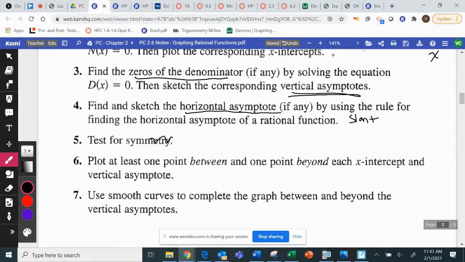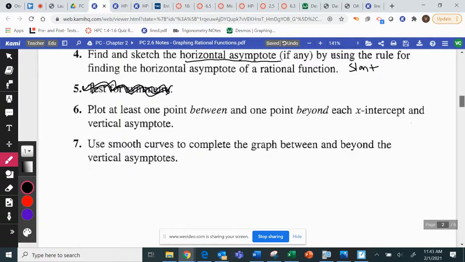We're not going to test for symmetry. I didn't teach that to you this year. We're going to plot at least 1 point between and 1 point beyond each x-intercept and vertical asymptote. And we're going to use smooth curves to complete the graph between and beyond the vertical asymptotes. So here's what we're going to do in order.